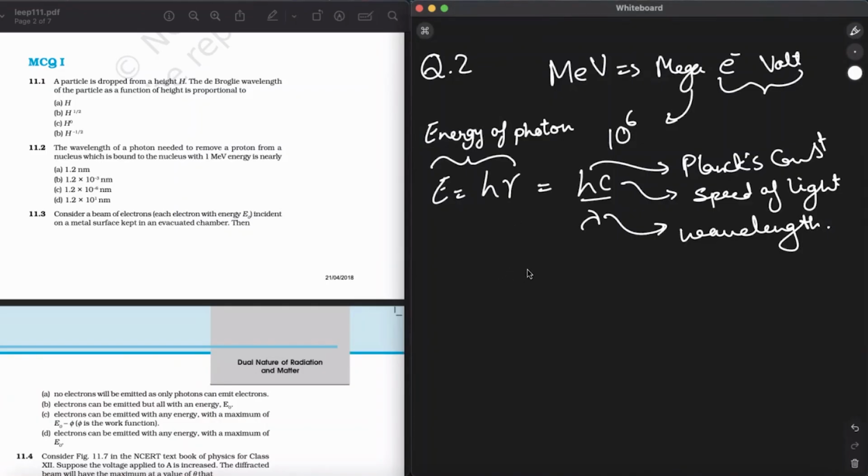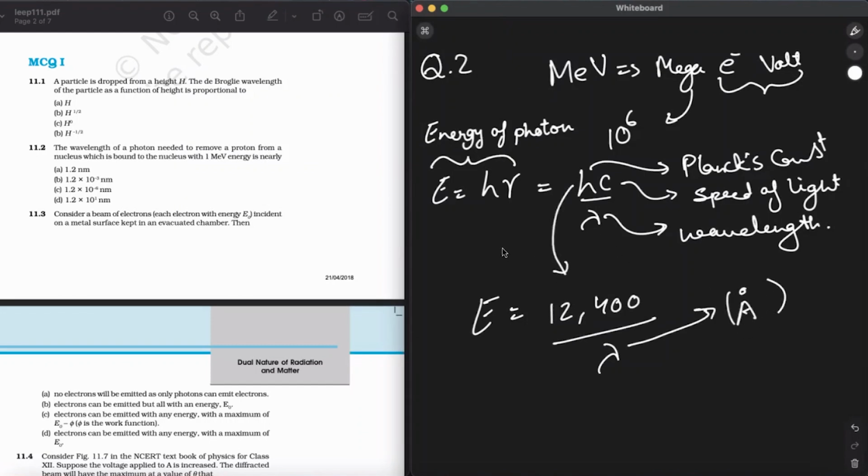Now, in electron volt, we have different forms for it. Like you can write it as 12,400, but in this case, your lambda that you put in here should be in angstrom. So you put the value of h, which is 6.6 into 10 raised to the power of minus 34 joule second, and c is 3 into 10 raised to the power of 8 meter per second. When you put lambda in angstrom, you get the energy. These are just to make your work easier, because usually lambda is in angstrom or nanometer, not in meters.